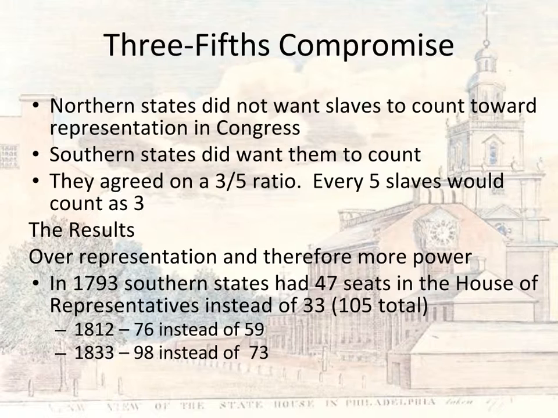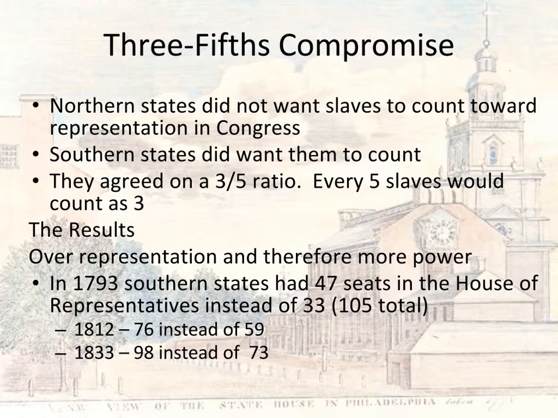And I've got a few examples here. In 1793, southern states had 47 seats in the House of Representatives instead of 33. Their free population would have only given them 33 seats, but instead they end up with 47, which gives them a bigger voice in the government. It gives them more power than they otherwise would have had.